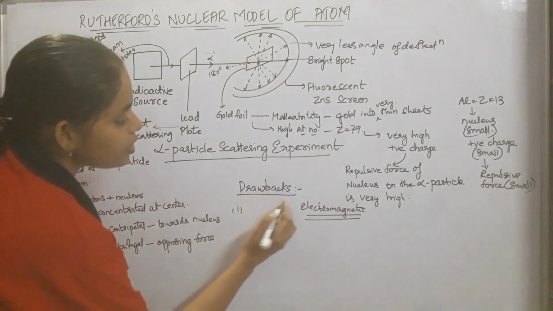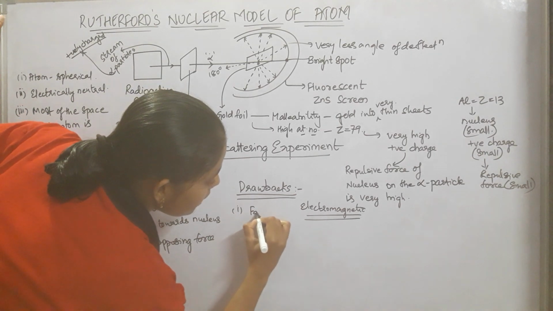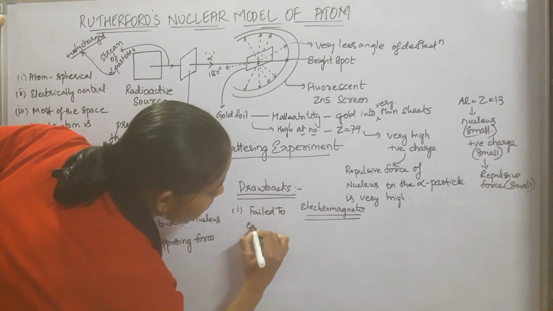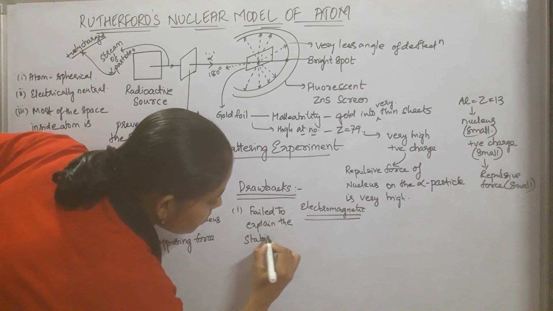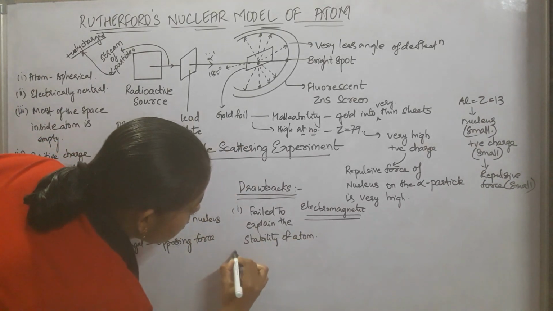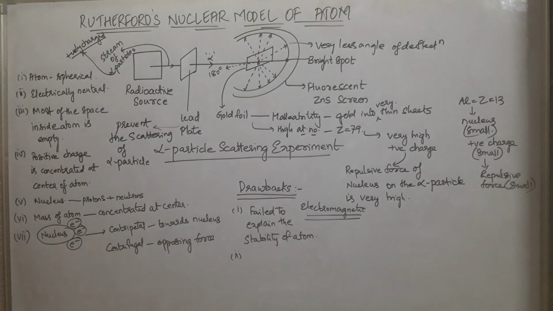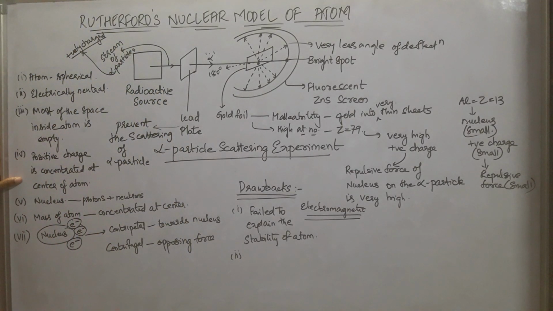So what was his first drawback? His first drawback is that it failed to explain the stability of the atom. And in the second point, he even failed to explain the arrangement of electrons around the nucleus. Why? Because he only explained the concentration of mass of the atom: mass of the atom is concentrated at the center.